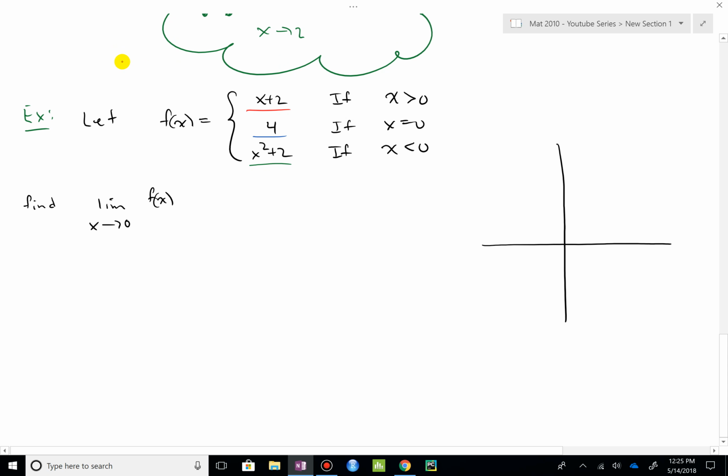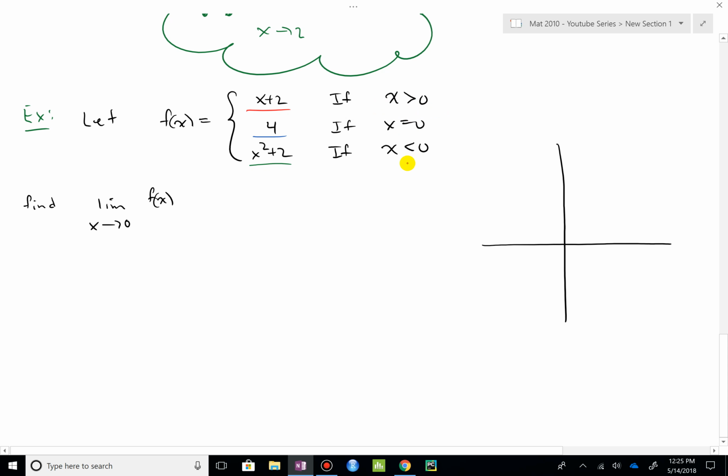All right, so I want to ask you guys a question. Where is all the action happening in this piecewise function? Notice these are what they do. This is not where the action happens. The action happens with the domain. Everything seems to be happening around 0. Don't you get it? If it's bigger than 0, do this. If it's equal to 0, do this. If it's less than 0, do this.